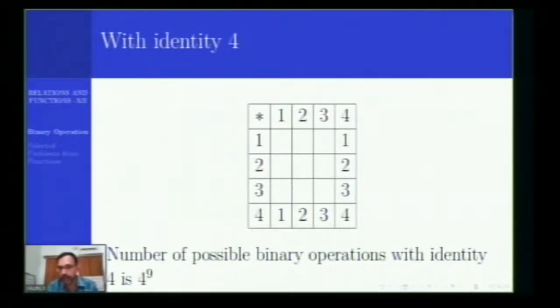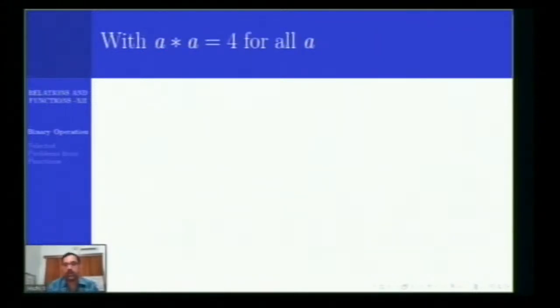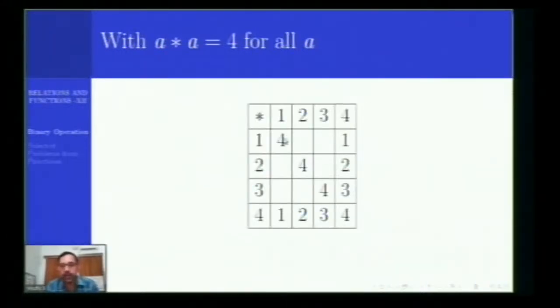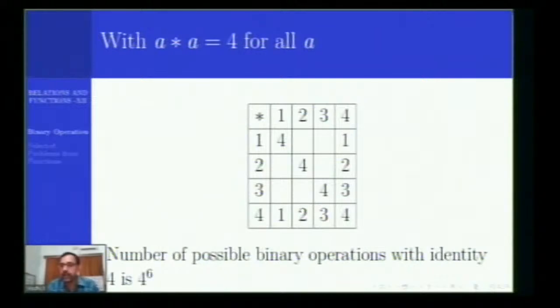But the question is not complete. I just put that the identity element is 4. Now, what about a star a being 4, for every a? If a star a is 4, then 1 star 1 should be 4, 2 star 2 should be 4, 3 star 3 should be 4. So this diagonal entry is also filled. Now we have 1, 2, 3, 4, 5, 6, 6 boxes left out. Once it is 6 boxes left out, then it can be filled in 4 raised to 6 ways. Now come to the last part, commutativity.